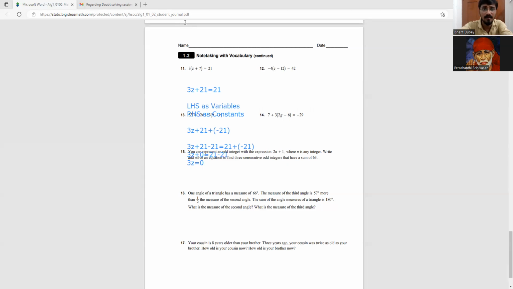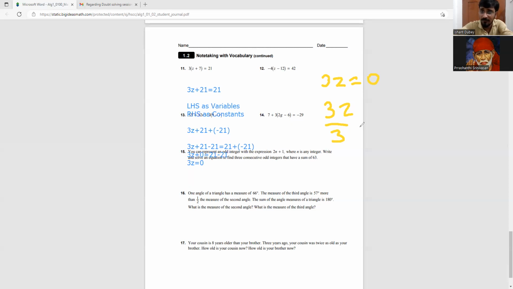So here, let me write. I was having, let me change the thickness. Okay. So I was having 3z equals to 0. Now what I have to do? Divide 3z by what? By 3. Yes or no? Yes.